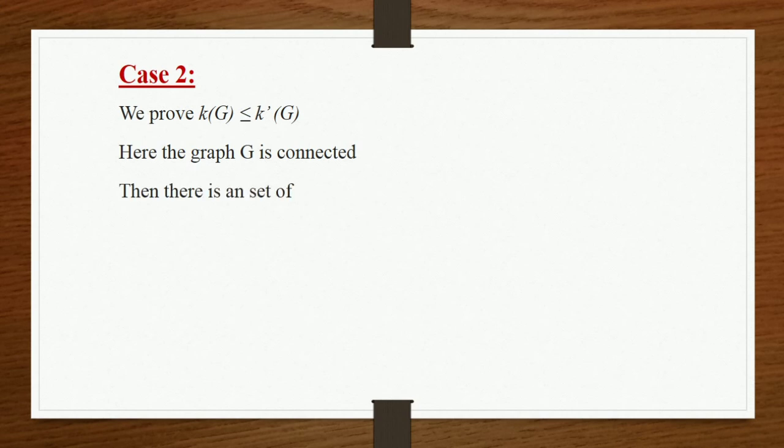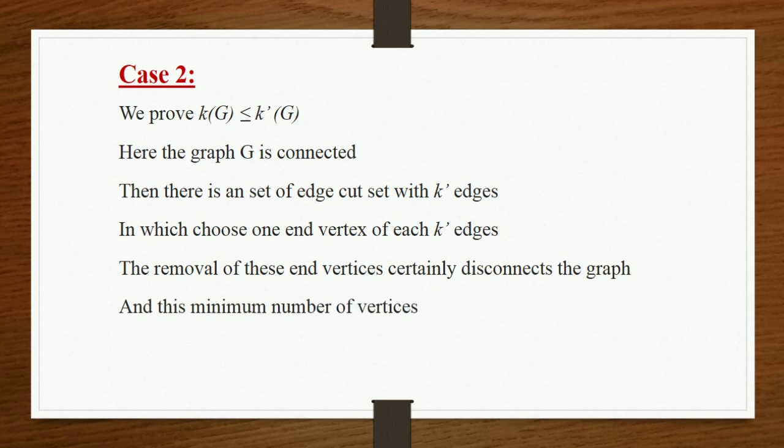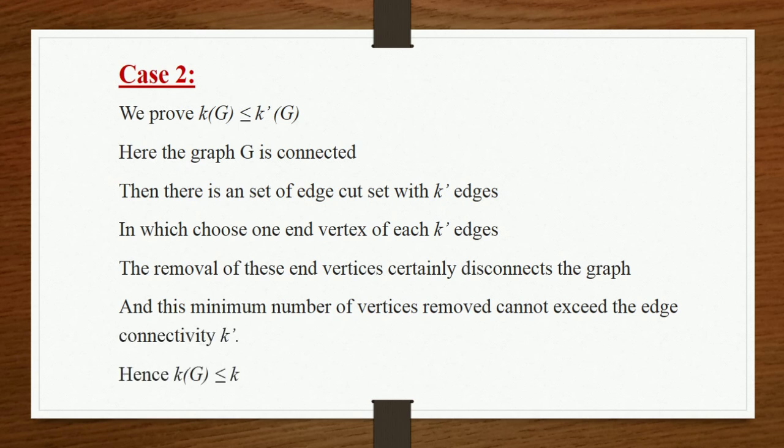Then, there is a set of edge cut with κ' edges, in which we choose one end vertex of each of the κ' edges. The removal of these end vertices certainly disconnects the graph, and this minimum number of vertices removed cannot exceed the edge connectivity κ'. Hence, κ(G) is less than or equal to κ'(G).